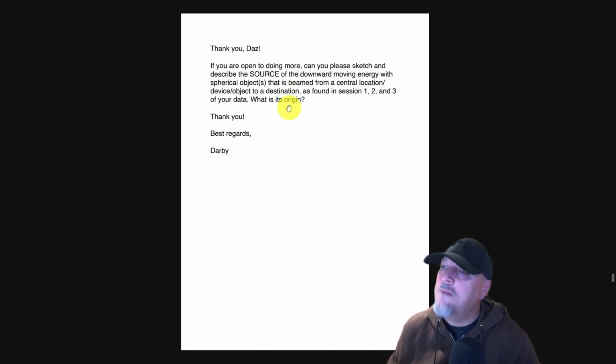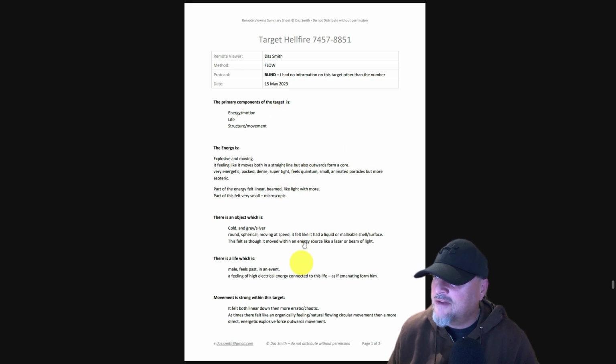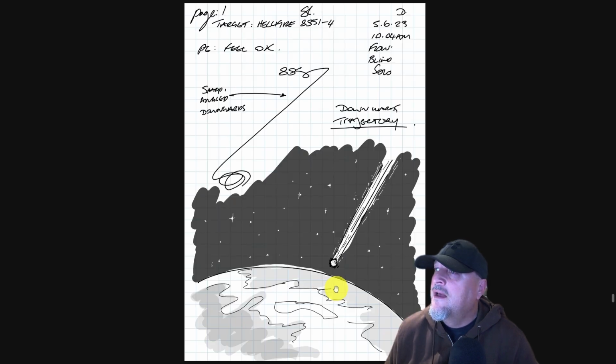They asked me to do one more, which was to sketch and describe the source of the downwards motion energy, what its origin was. So they wanted to know where it came from. So here's my typed up summary for this. We should always do a typed up summary for every RV, but I don't, I'm afraid. So I did on this one though. But the actual data itself, trying to follow it back.